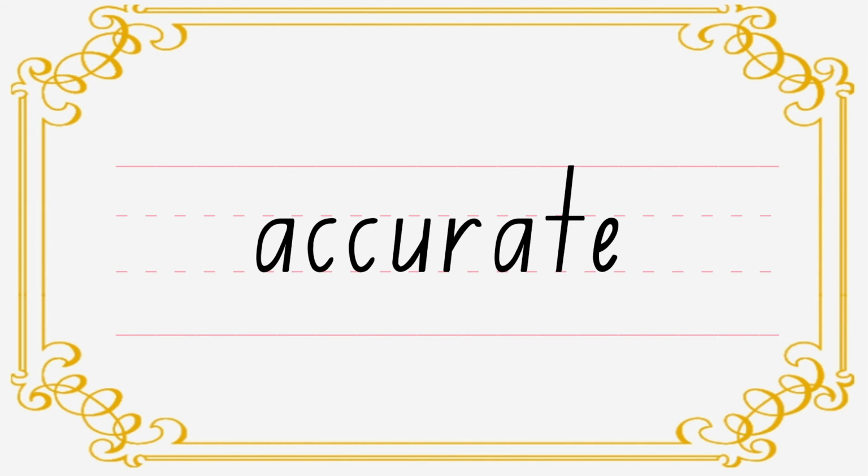For the spelling of accurate, again, the double C makes the singular hard C sound, k. The slightly tricky part of the word is the ATE on the end of the word. It's not really pronounced properly. It's more like et. So accurate is spelt A-C-C-U-R-A-T-E.